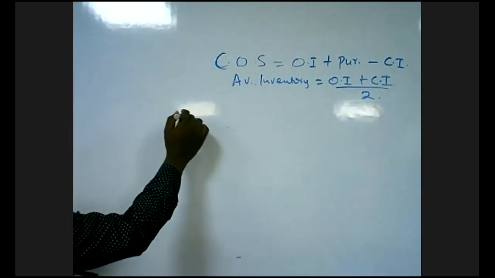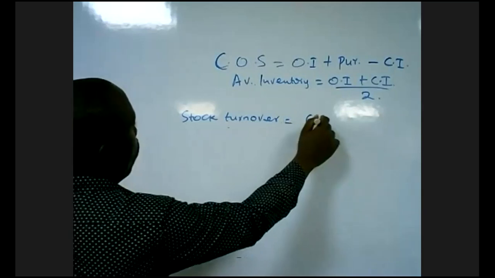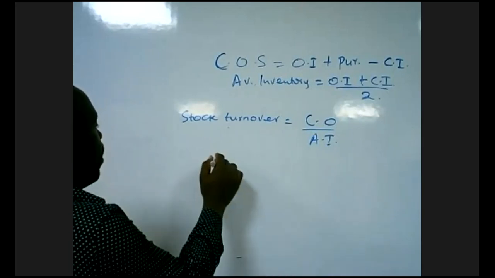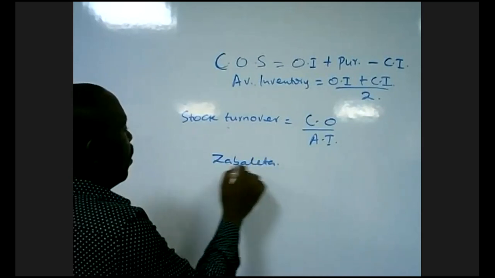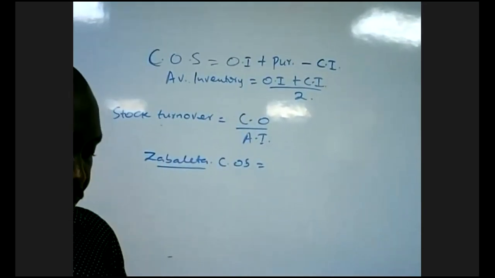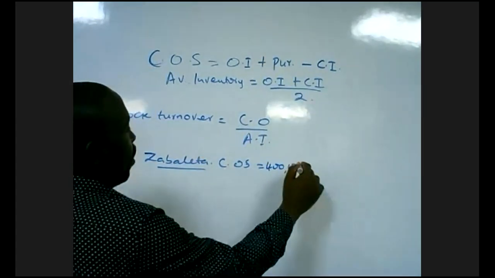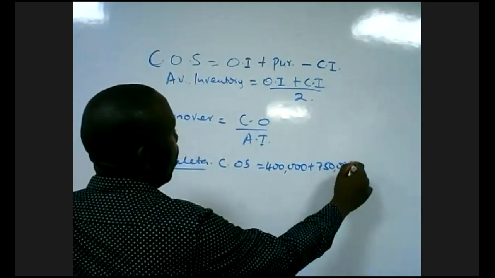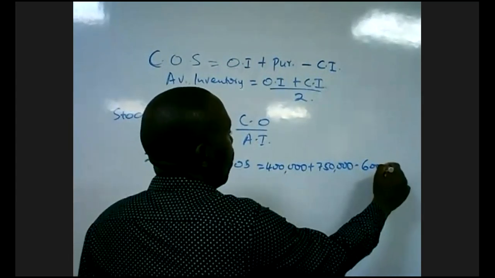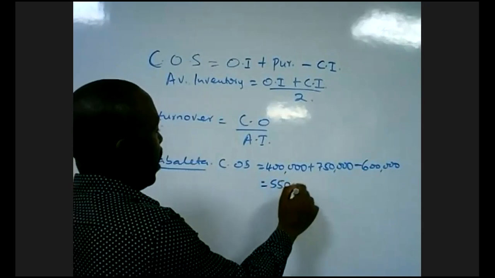Then you also need to remember how we calculate the stock turnover: the cost of sales divided by the average inventory. So you need to calculate for Zabaleta. The cost of sales, COS: you take the opening inventory for Zabaleta, which is 400,000. Add the purchases, which is 750,000. Minus the closing inventory, which is 600,000. That will give you 550,000.